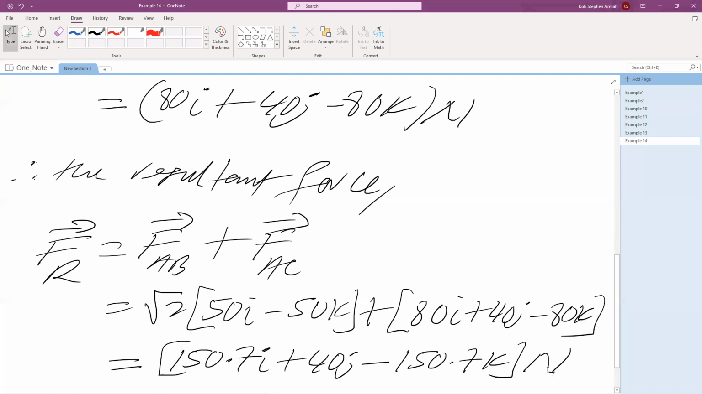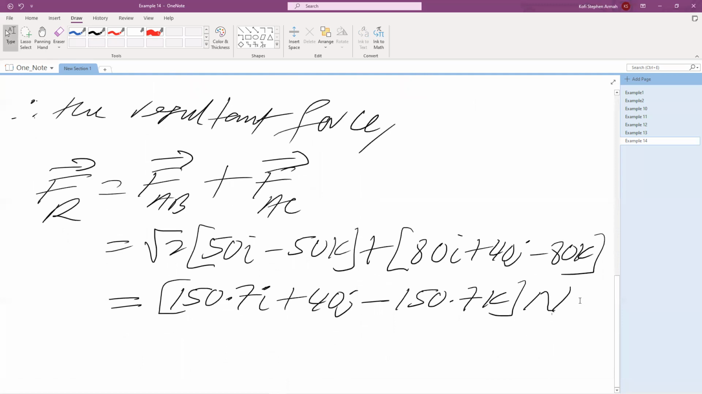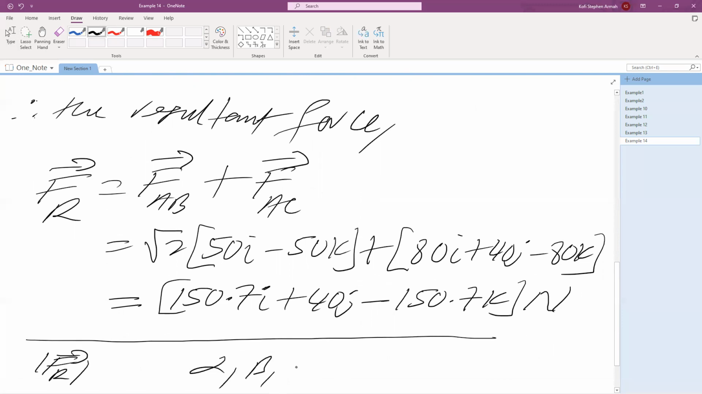We can go ahead and get, even though it's not part of it, they didn't ask you, so don't do that. You can get the magnitude of FR. You can get the alpha, beta, gamma to represent the direction. But they didn't ask, they just want you to find the resultant. So we just stop here.